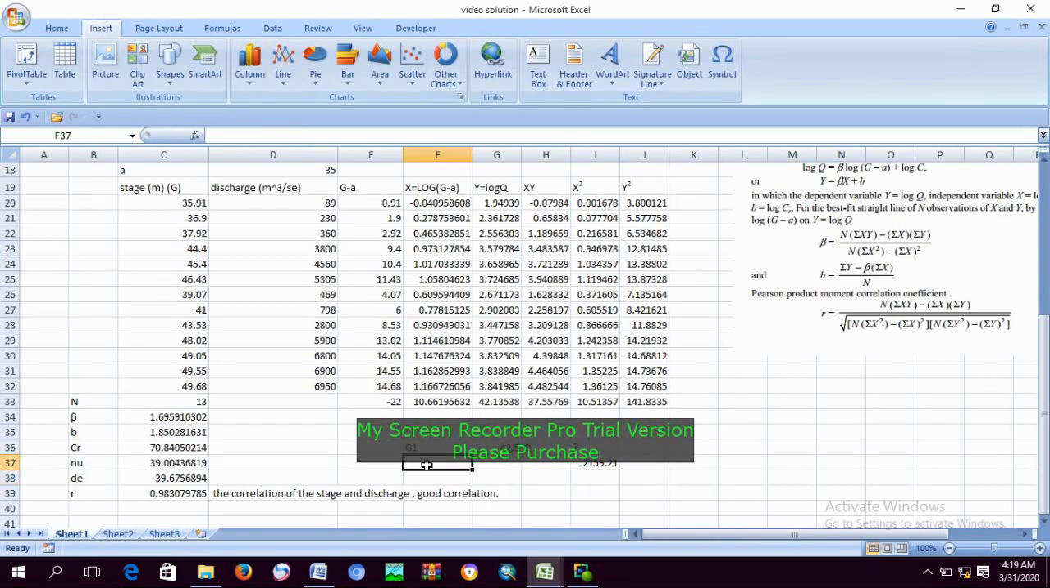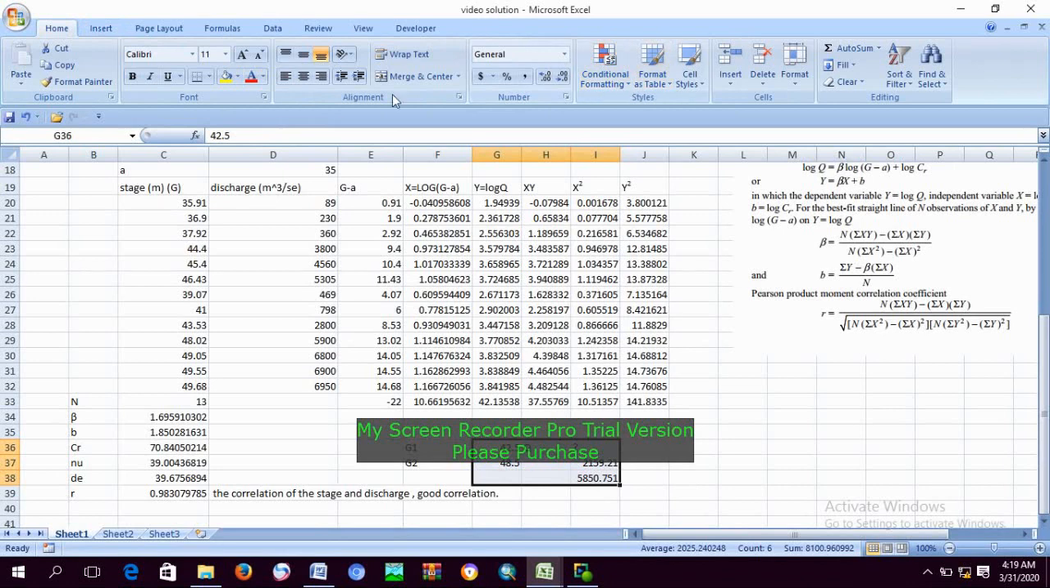And for G2 equal to 48.5, I think we can drag it. Yes, it is a value. So at this height the value of Q is equal to this one.